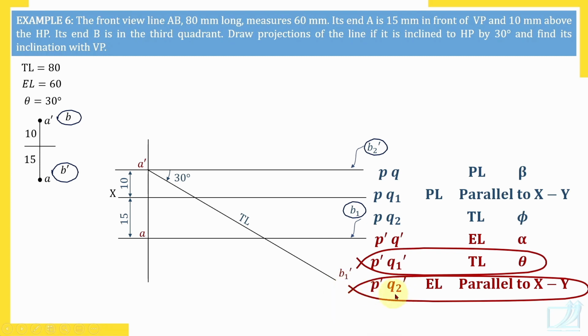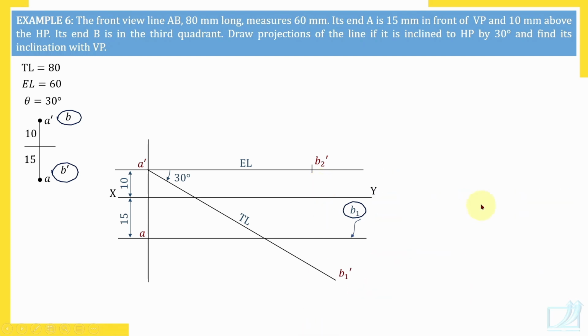Also we can draw P dash Q2 dash, because to draw P dash Q2 dash only EL is required. EL is 60. So draw A dash B2 dash. What length you have measured here? EL means 60 millimeters. So this point is B2 dash. Erase the rough label. So we got B2 dash. So that first step is over.